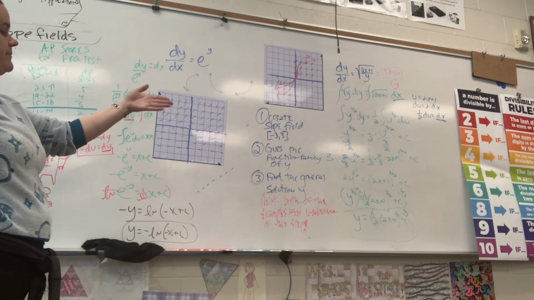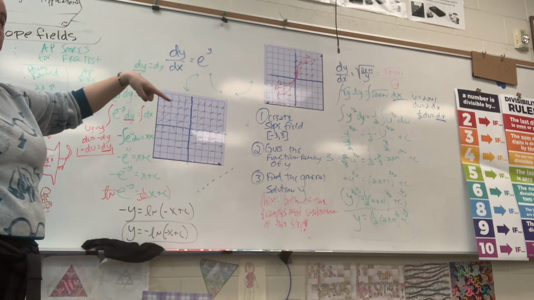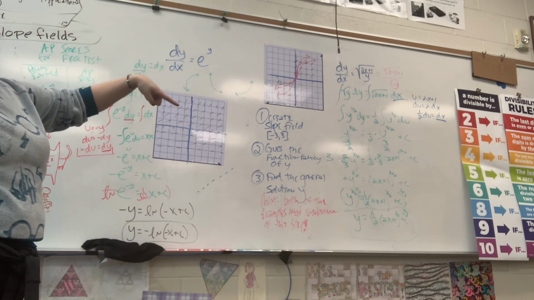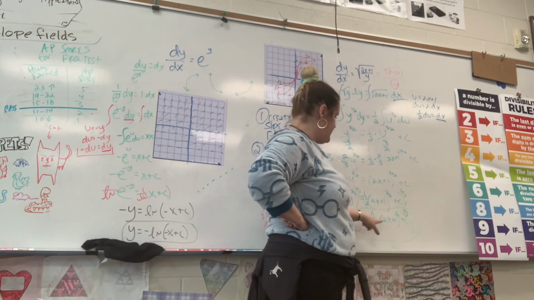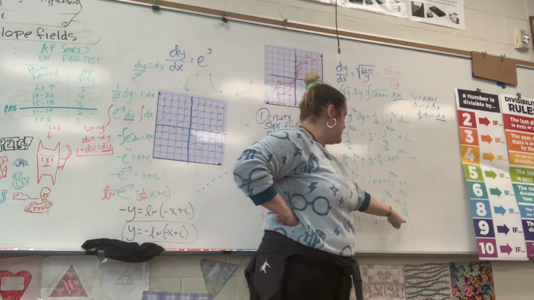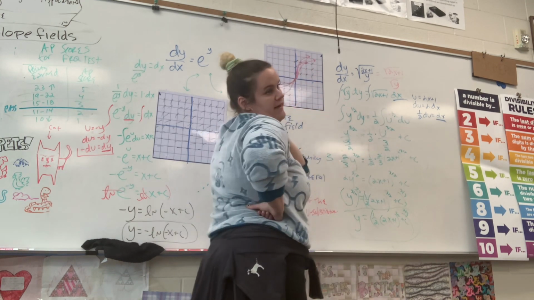But there's no possibility of it ever going into the second or fourth quadrant, right? Because there's no plus or minus. It's always a positive 1/2. The plus C is not going to ever flip it upside down, which is why we don't have any pieces in there and there.